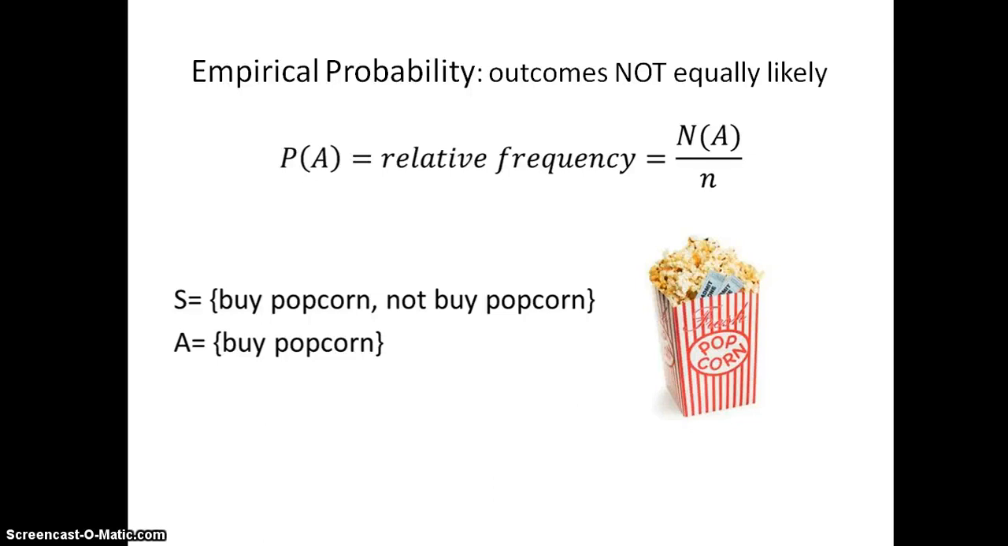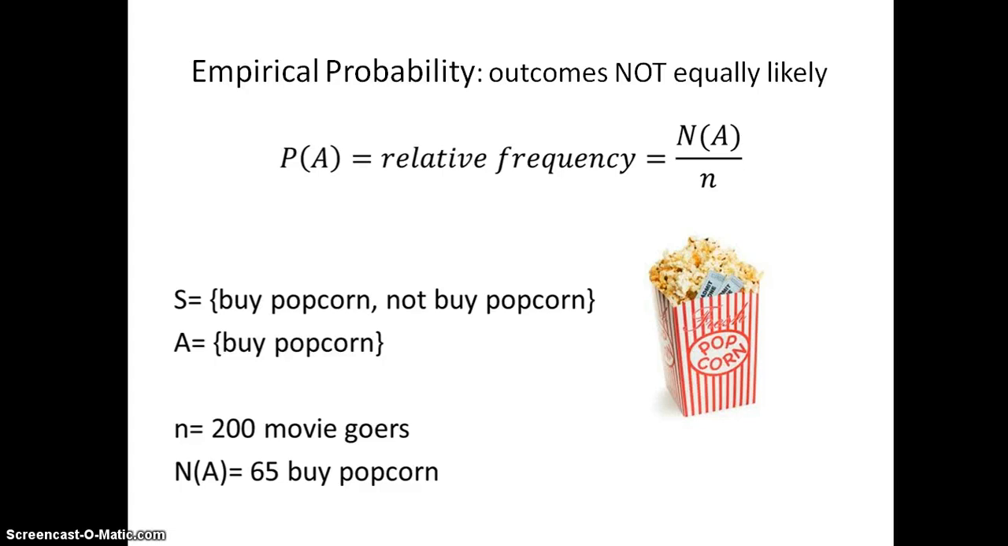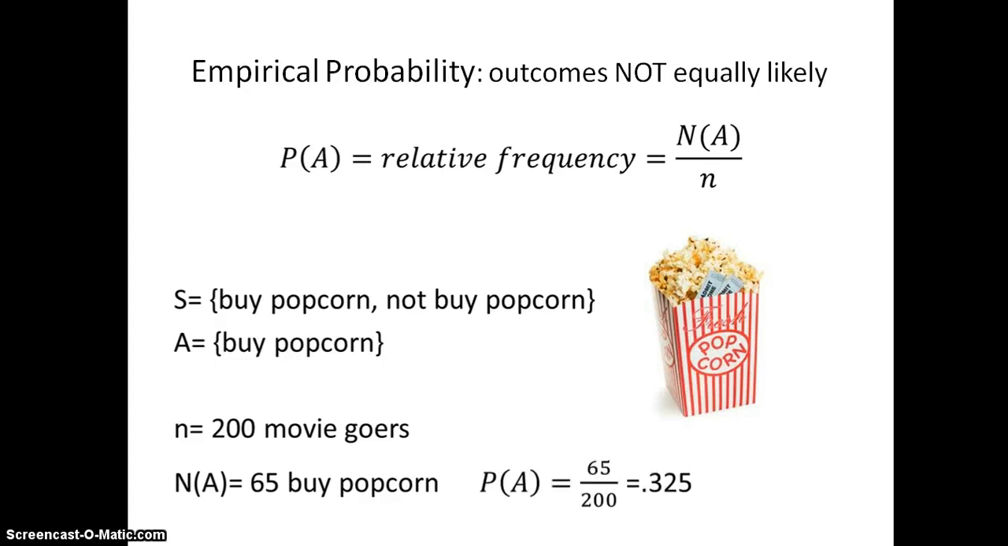If we're interested in the event that they do buy popcorn, and we want to try to find the probability that a randomly selected moviegoer will buy popcorn, we might observe 200 moviegoers. We see that 65 of them bought popcorn, and so we could calculate our probability, P of A, by taking the number that bought popcorn divided by the total number of moviegoers. It would be 0.325. So this is the empirical method of assigning probabilities, just based on relative frequency.